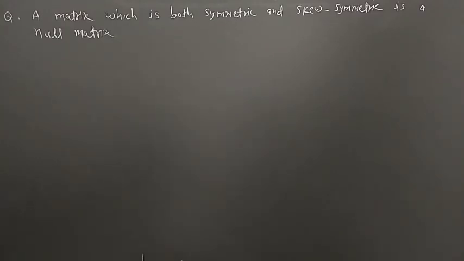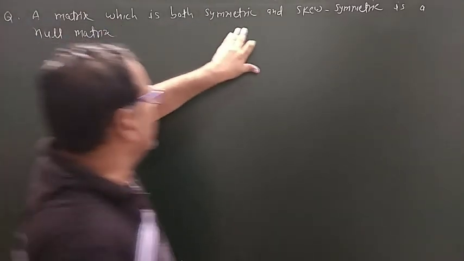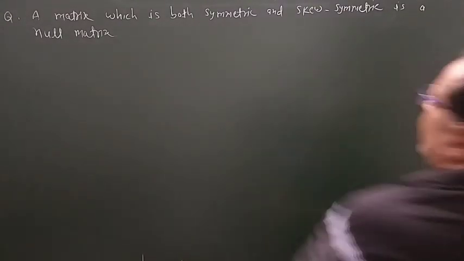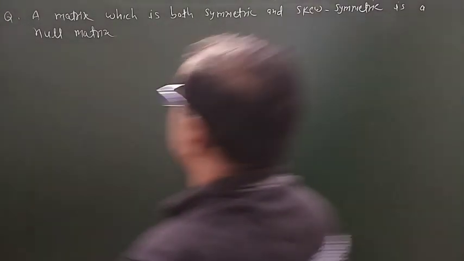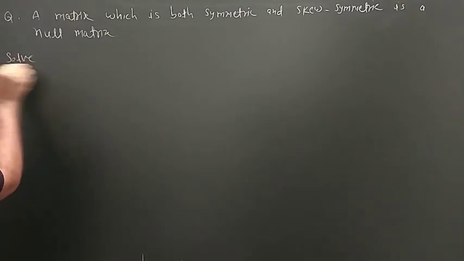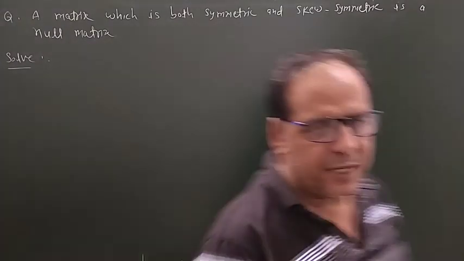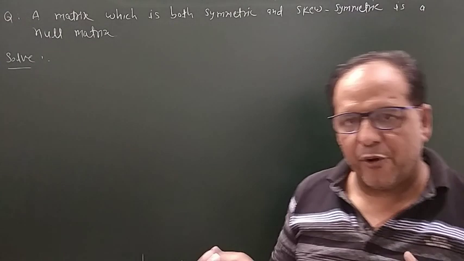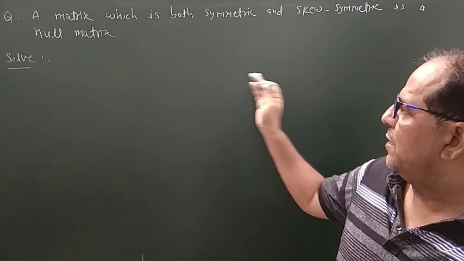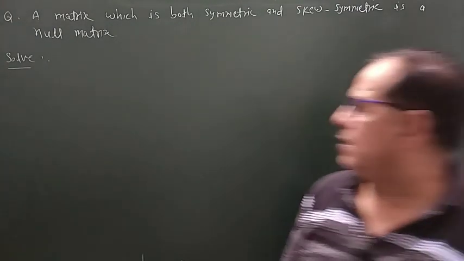Now I am taking one more important question. A matrix which is both symmetric and skew symmetric is a null matrix. If a matrix is both symmetric and skew symmetric, that means it is a null matrix. So we prove this question theoretically.